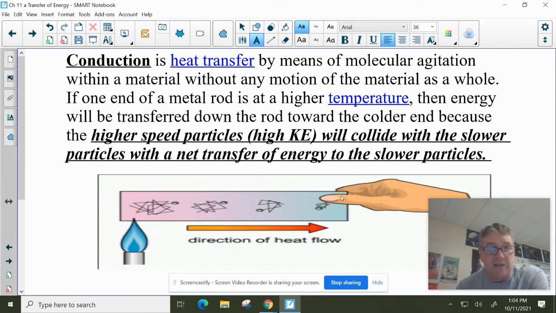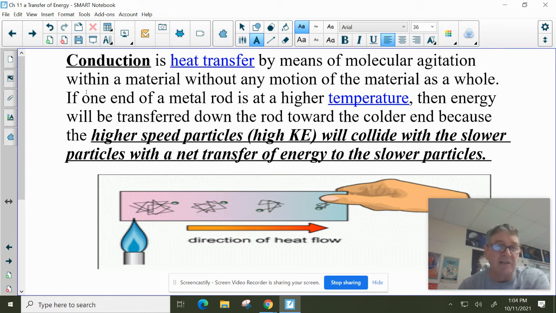And after a while, your hand is going to get warm because the molecules are shaking vigorously. So high-speed particles with higher kinetic energy, could be a solid vibrating or could be a gas moving really fast in the room, are going to collide. So we're talking about the momentum transfer again. They're going to transfer in an elastic collision and make the slower particles move faster and therefore heat up.